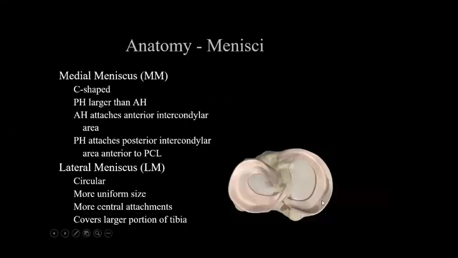The other characteristic of the medial meniscus is that the posterior horn of the medial meniscus is significantly larger than the anterior horn, and this is very important when we look at the MRI appearances of the medial meniscus and we see a larger posterior horn but a smaller anterior horn. That does not necessarily mean there is an anterior meniscal tear. It is just the normal appearance of the medial meniscus.